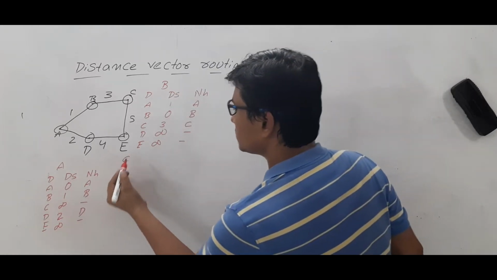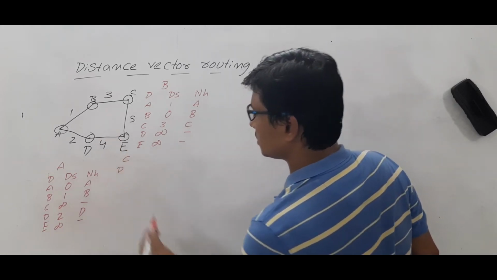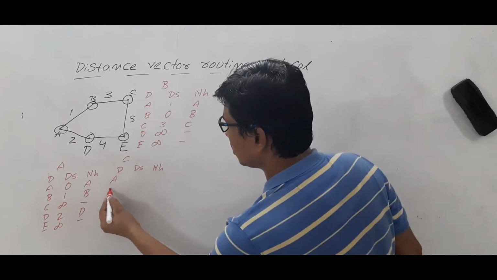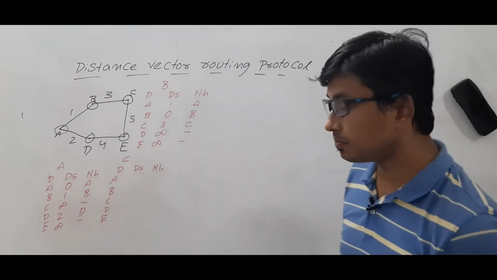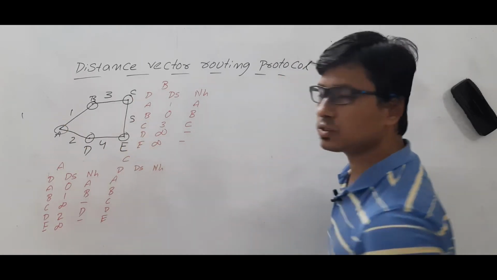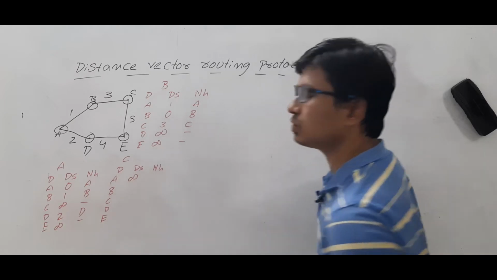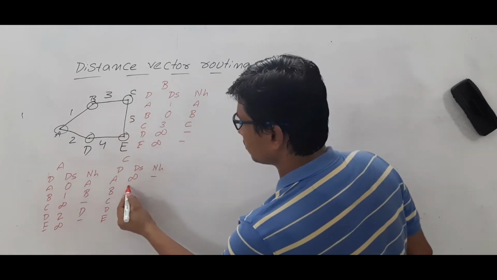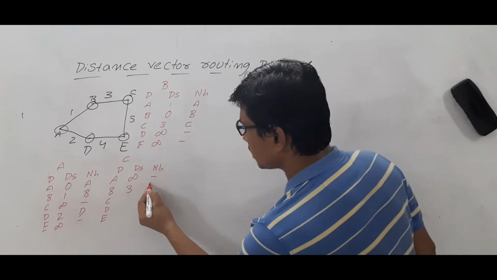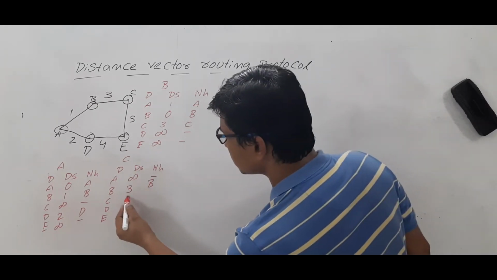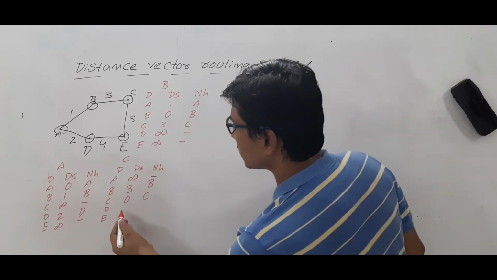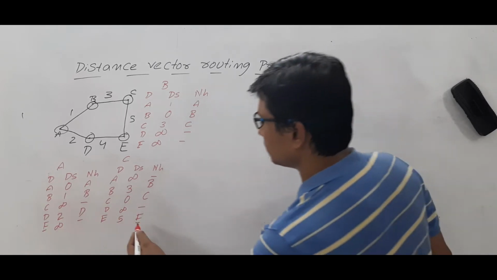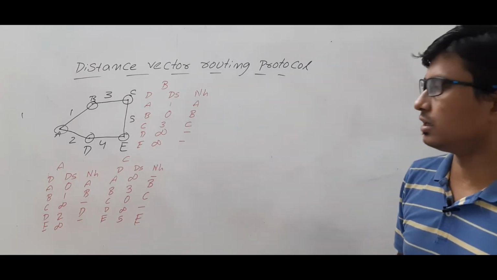Coming to the C. What is the router C's destinations, distance, and next hop? The destinations are all the routers in the network: A, B, C, D, E. C to A, do we know the information initially? No, C does not know the information, so it will keep the distance as infinity, and the next hop is unknown. C to B, yes, it knows the information because C and B are neighbors, and it has to send the packet via B. C to C is 0, it will keep the information as C. C to D, right now they are not neighbors, so it does not know. C to E is 5, and it has to send to E. So this is the information that will be there initially at router C.